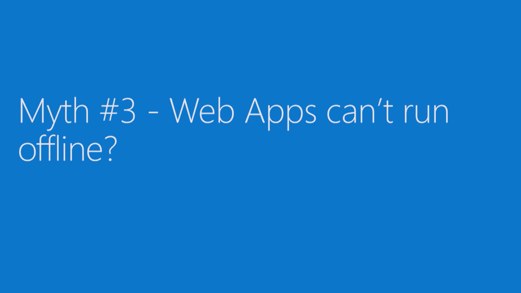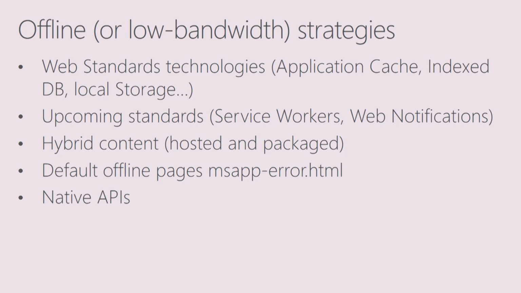Okay, so next myth. Web apps can't run offline. Well, to be honest, it's a more difficult one. And it's going to be better in the near future. So today, what you can use with web standard technologies are application cache or IndexedDB, which we're currently using in the Babylon.js framework, to enable you to grab some files locally.